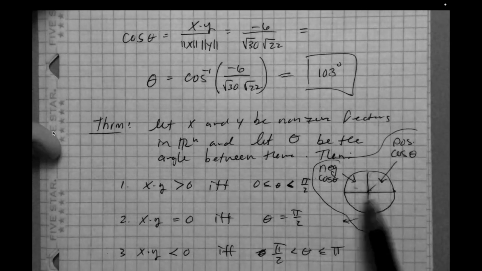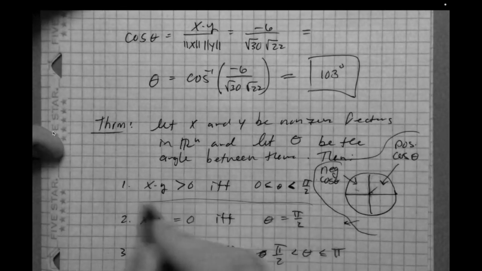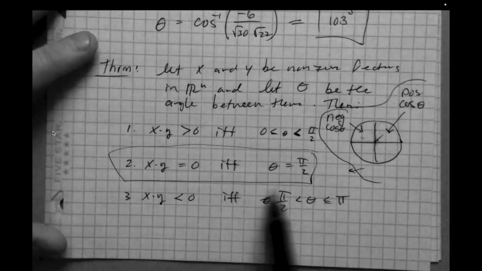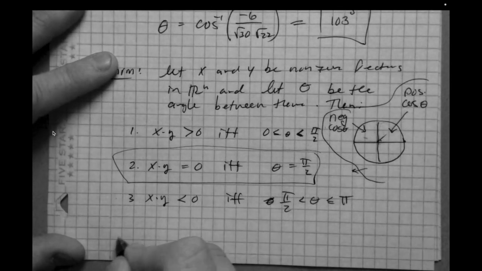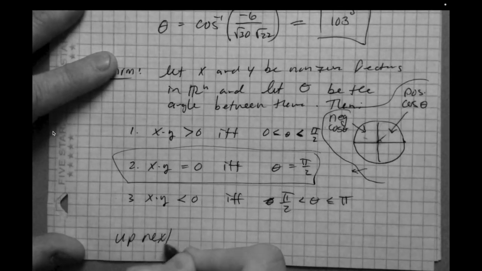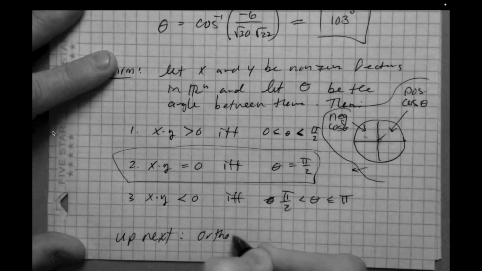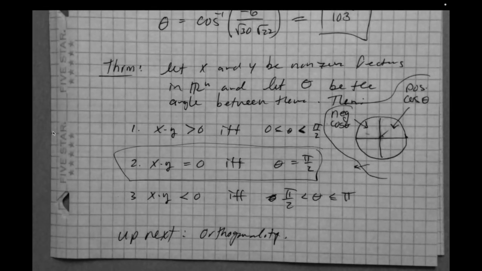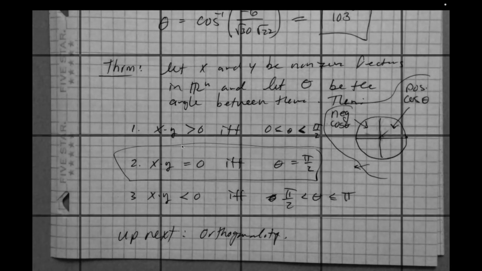And so theta equals pi over 2 leads naturally into the next topic, which will be orthogonality. We'll get into that in part B. So I'll end the video here, but we'll start up again with part B, and we'll wrap up with this dot product lecture. See you in a few.